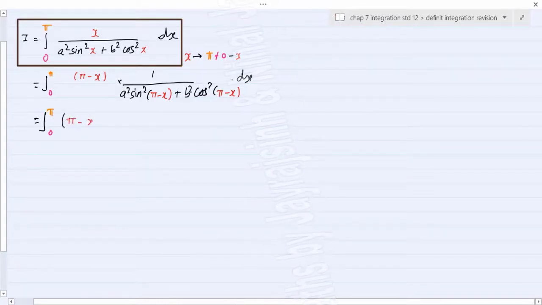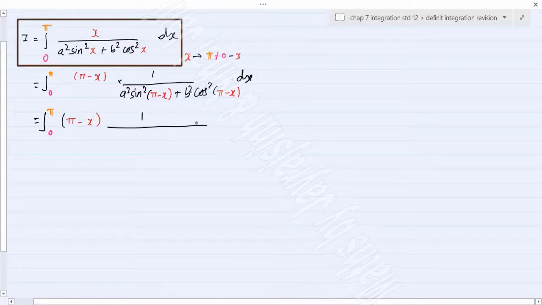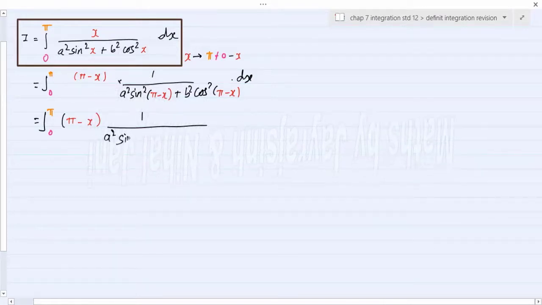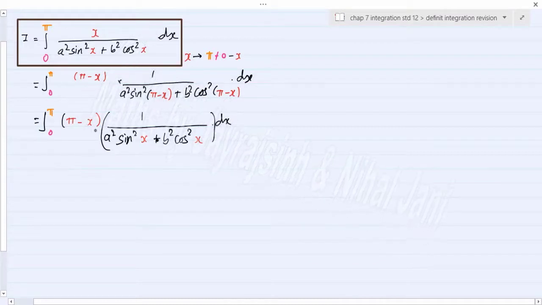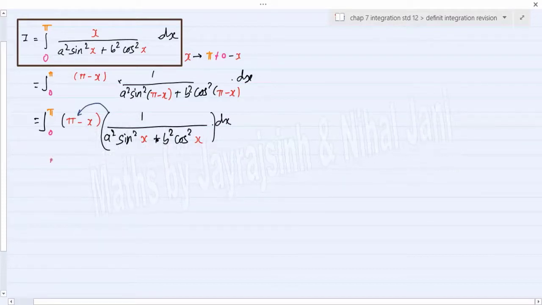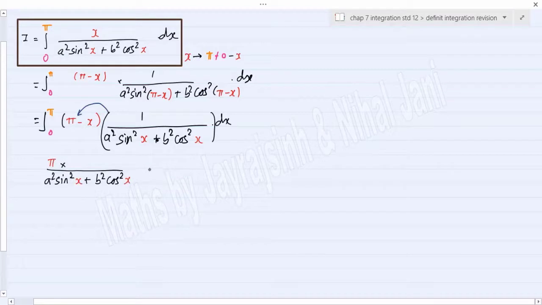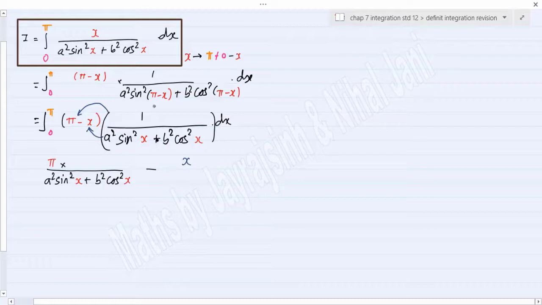Here we have pi minus x and 1 upon a square sine square pi minus x, which is nothing but sine square x. Similarly, b square cos square pi minus x is nothing but cos square x dx. Now we have to multiply this whole bracket with pi and x individually. So the bracket multiplied with pi will give us pi into bracket, minus the whole bracket multiplied with x will give us x into bracket.